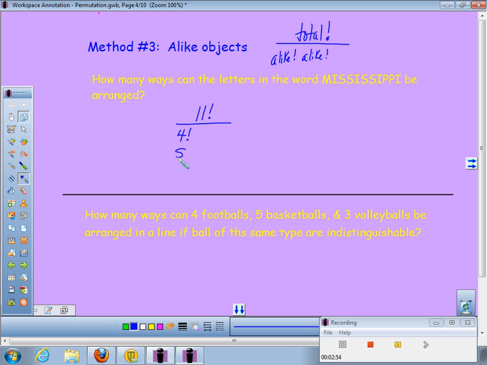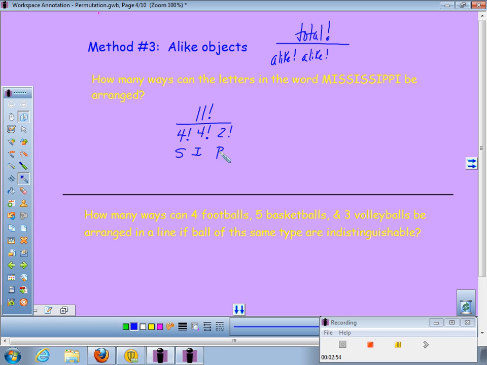That's your S's. Okay, what else do I have alike? I's. I got 4 I's. And 2 P's. And if it's not alike, you don't have to worry about anything. So only the ones that look alike you have to worry about.